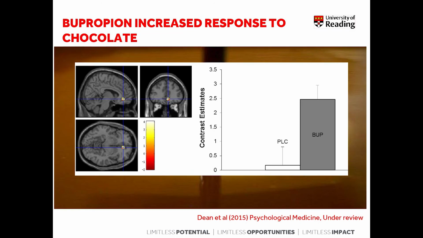And if we think about the positive, what did we find? Well, in comparison to citalopram, we got the complete opposite. So when you give people chocolate in the scanner and you give them 7 days of bupropion, you get a huge increased response to chocolate in the brain. So there's a potentiation of reward, or an enhancement of the processing of rewarding information. And this is what we would have hypothesized.